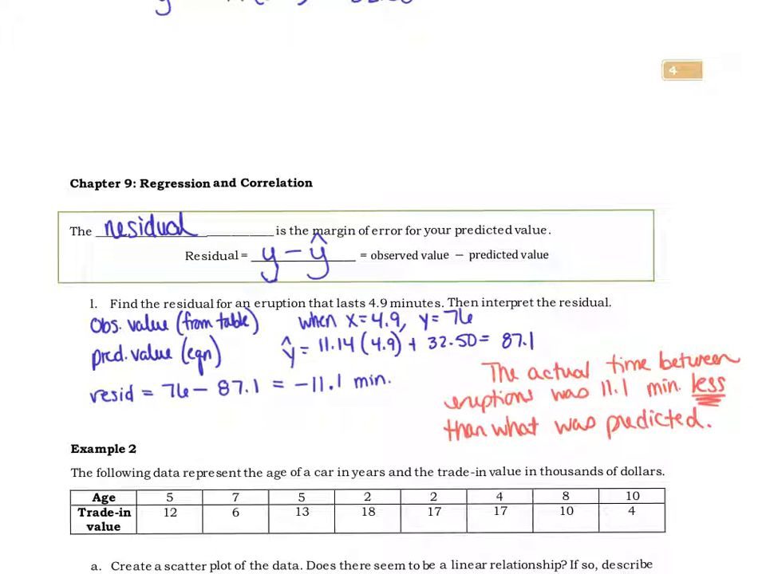Don't say negative 11.1 minutes. I don't know what that means. I don't know what negative time means, okay? That says it's 11.1 minutes less than what was predicted. If it's a positive residual, then that means it would be that much more than what was predicted.